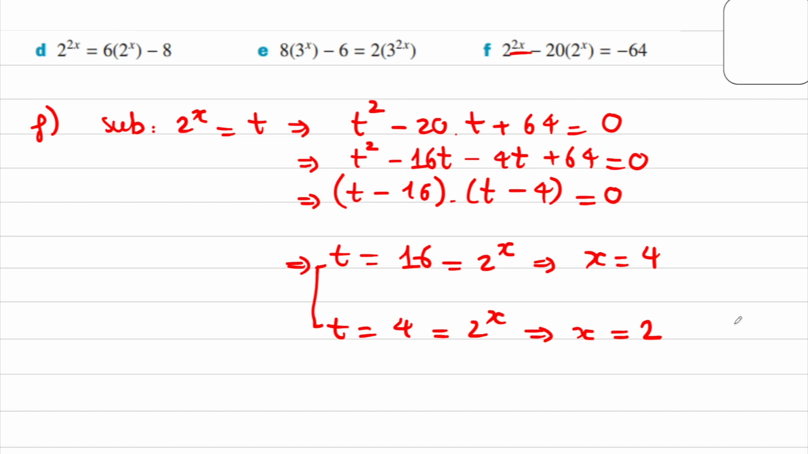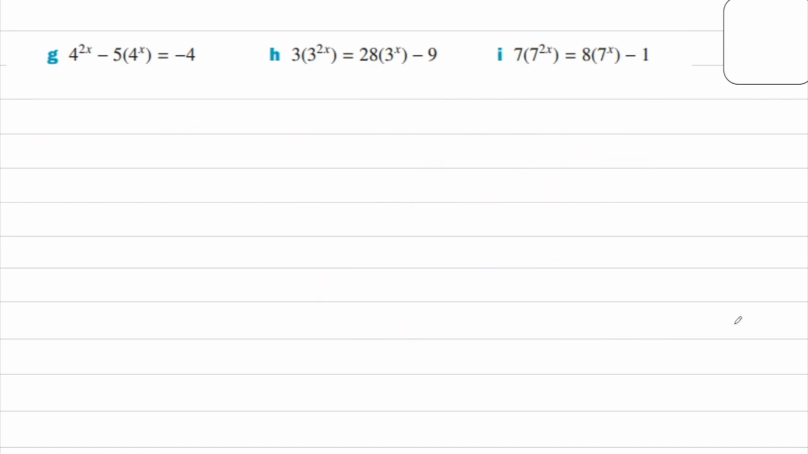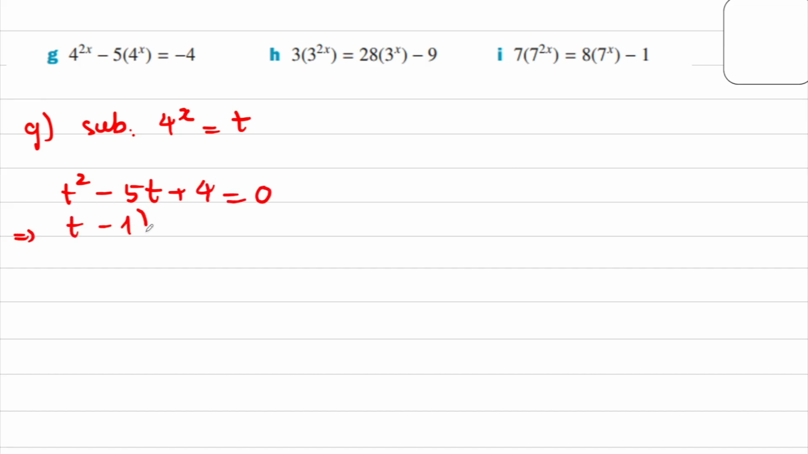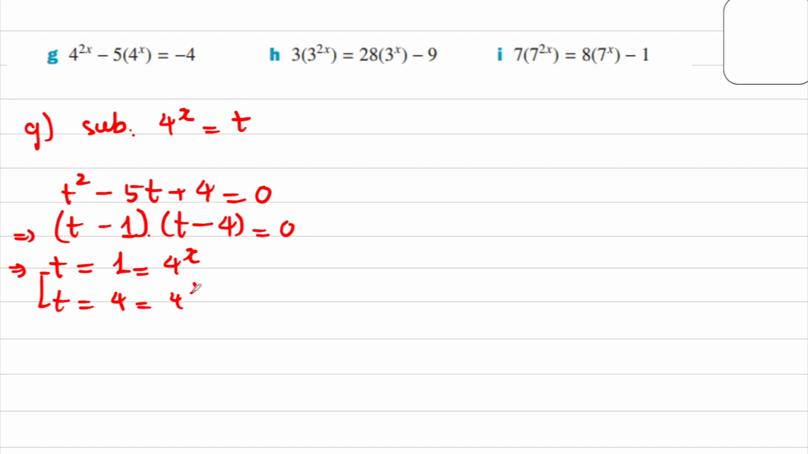Okay, go on for the last three questions. About question G now, I will take substitution for the power term equal to t. So t squared minus 5t plus 4 equal to 0. So t minus 1 multiplied with t minus 4 equal to 0. t equal to 1 and t equal to 4, so 4 to the power of x equal to 1 gives x equal to 0 now, and x equal to 1 now.